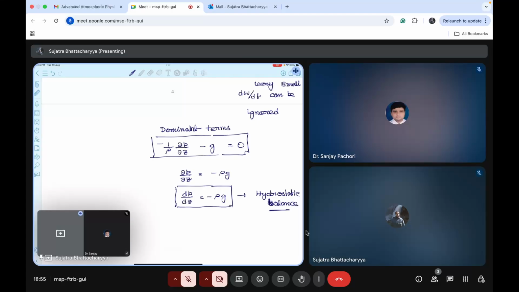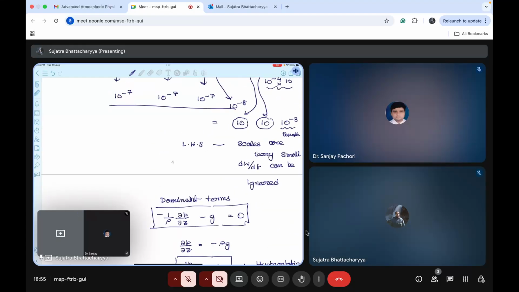I have told you that while solving the assignment, one of the questions was about which terms are dominant in the vertical momentum equation. So these are the dominant terms, the pressure gradient and gravity. There was another option, which is the Coriolis. You can see that the Coriolis term is also very small, so it is negligible.